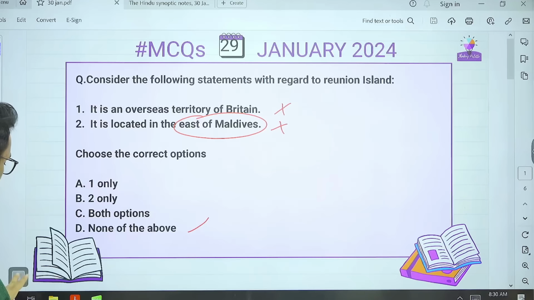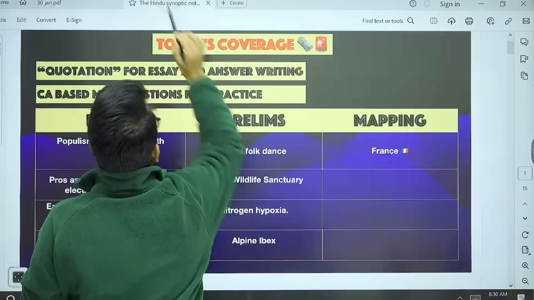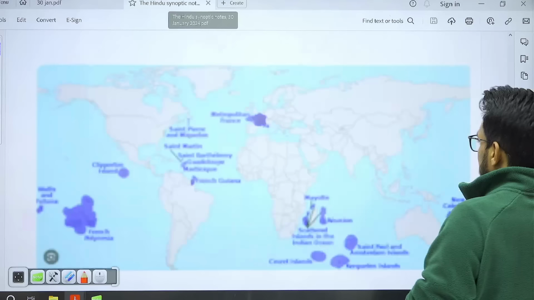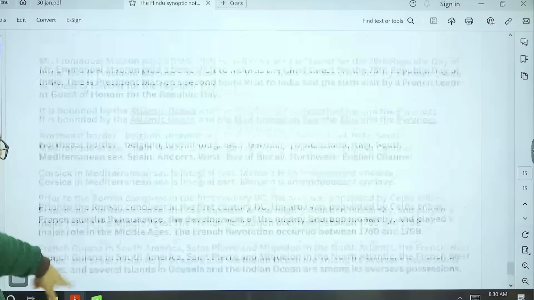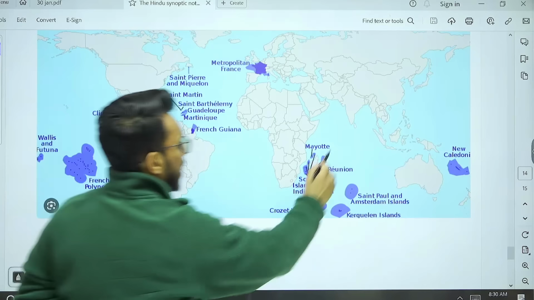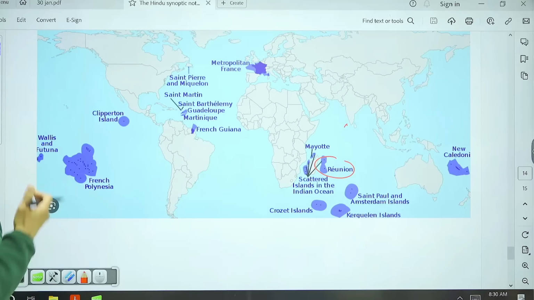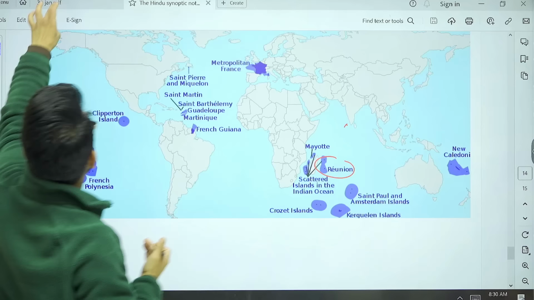Now, if we see the location of Maldives, you can see here that we have Maldives and here we have Reunion Island. So it is not situated in the east, it is situated towards the south or the southwest. Now moving on, let's take the next question.